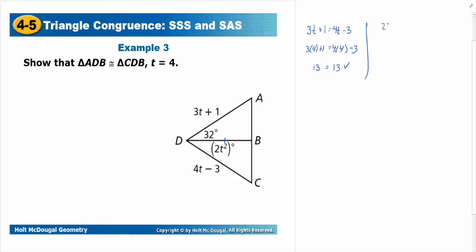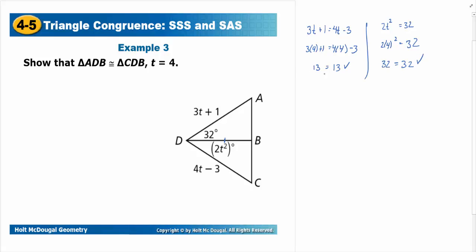Now let's check my angles. I should know that 2t squared equals 32. Let's see if this works. So this would be 2 times 4 squared equals 32. Well, 4 squared is 16, and 16 times 2, oh, I wrote 36, that's my problem. I said that's not going to work, but it will. I just wrote my number wrong, so that's 32, sorry. So 4 squared, 16, times 2 is 32. So these are actually equal.